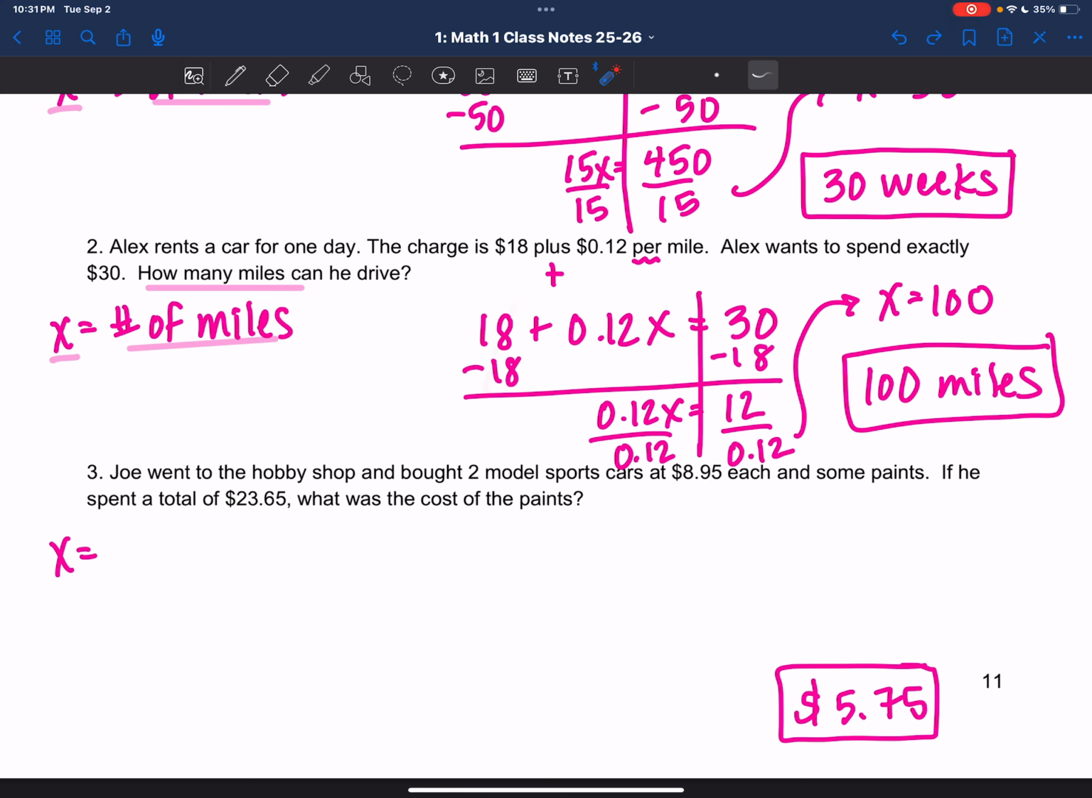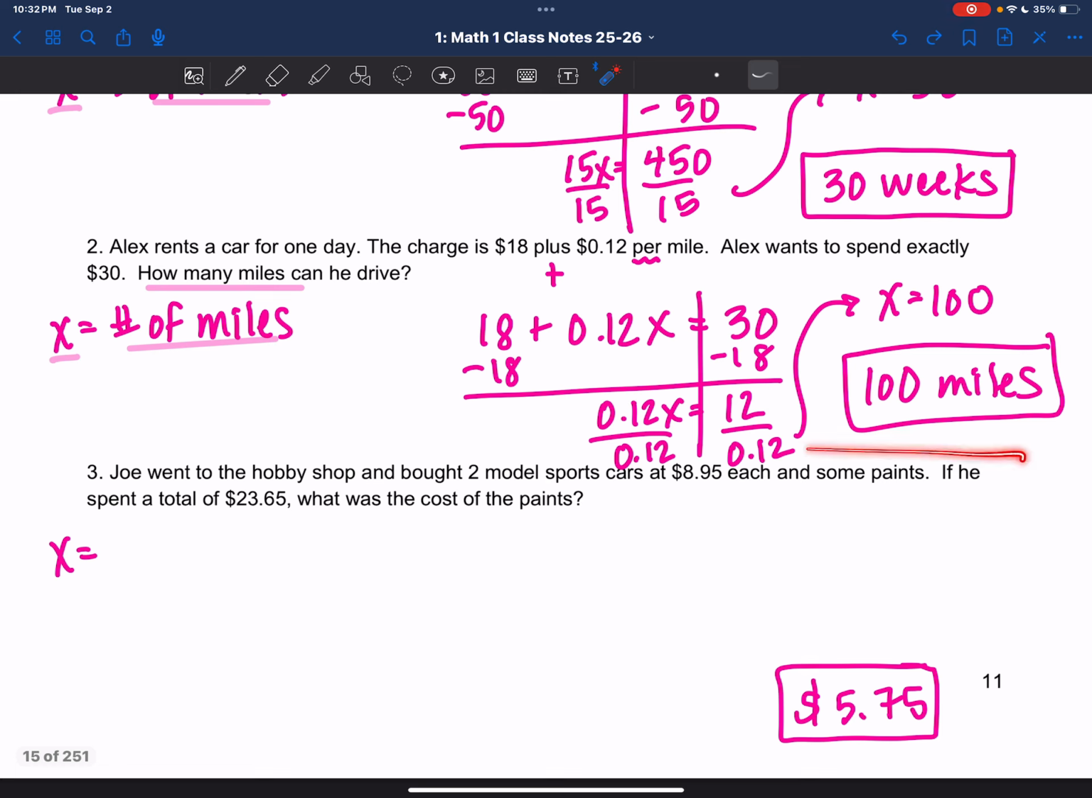That cancels out. I'm left with 12 cents x equals 12. Now divide both sides by this. That simplifies to x, and then 12 divided by 12 hundredths gives you 100. And we said we're looking for miles, so x equals miles. So this is your final answer.